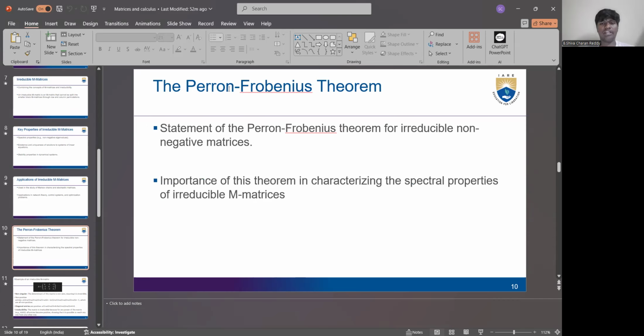Coming to the Perron-Frobenius theorem, the Perron-Frobenius theorem is for irreducible non-negative matrices. The importance of this theorem is in characterizing the spectral properties of irreducible matrices. The spectral properties we talked about earlier. This theorem focuses on characterizing the spectral properties of these irreducible matrices.